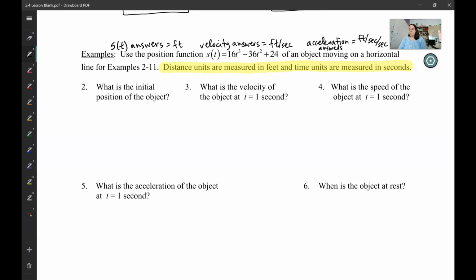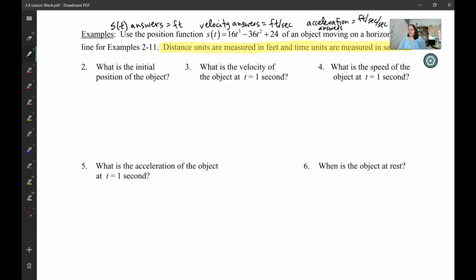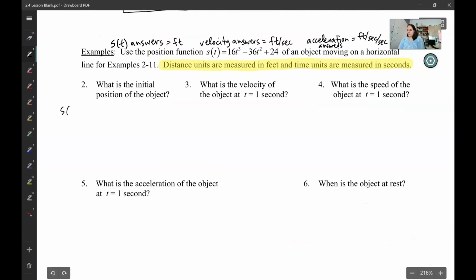So first off, what is the initial position of the object? So initial position, if you look up here, that is S of 0. So S of 0, that's going to be 16 times 0 cubed minus 36 times 0 squared plus 24, which if I simplify is 24. This is a position question, so my unit is going to be feet.